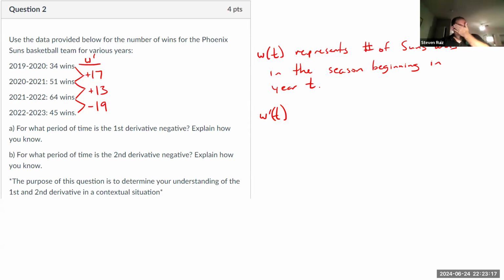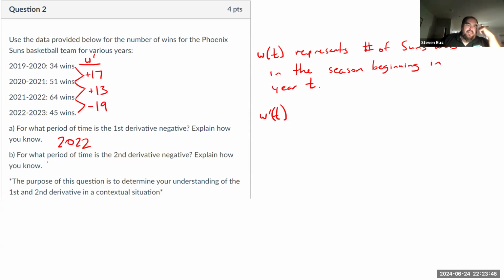So where is the first derivative negative? I think the only place in this sample where the derivative is negative is, there are lots of ways to say it, but really over 2022. So in the time between the 2021-2022 and 2022-2023 seasons, that's the only place where the first derivative is negative.